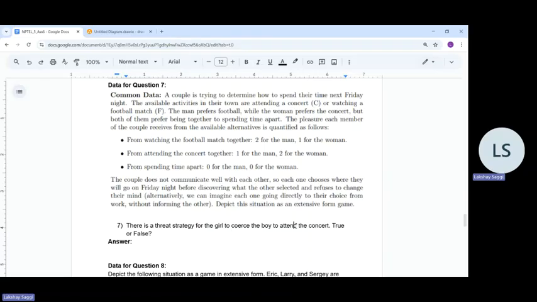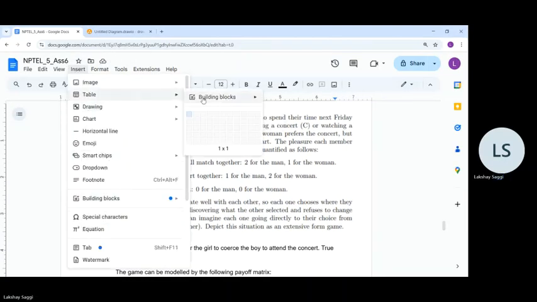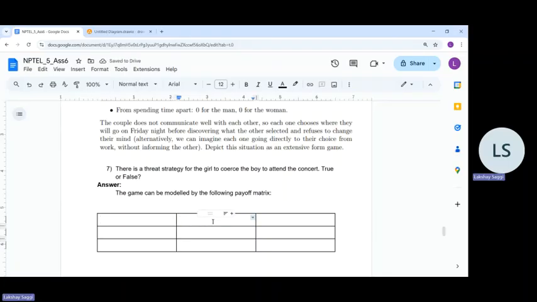So what this problem is saying is that each of these people will make a simultaneous choice of where they want to go, and they'll be going without informing the other person. Now we have to think of this maybe not as an extensive form game, but just as a payoff matrix. Both the man and the woman are making a choice between C and F, and then you can draw a payoff matrix for player 1 and player 2. Essentially what we want is to model the game in that manner and then see if there exists a threat strategy or something like that. So first let's model the game by the following payoff matrix. Here we have the strategies for player 1, which is the man: concert and football.